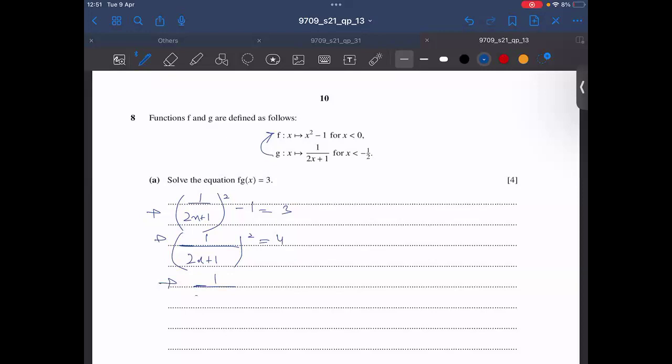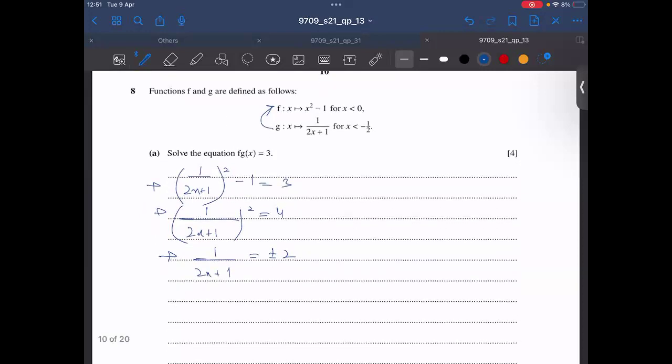So 1 over 2x plus 1 equals plus minus 2. And we're going to have 1 equivalent to 2 times 2, that is 4x plus 2. Okay, I'm going to get x as equal to minus 1 over 4. Or we can have 1 equals to minus 4x minus 2. So this way I'm going to have x equivalent to minus 3 over 4. Is it clear or not, Mr. Iman?